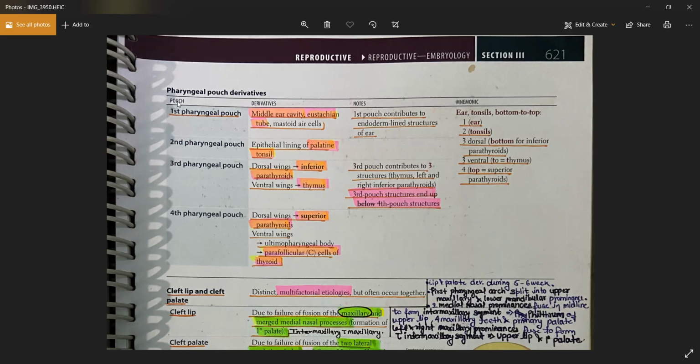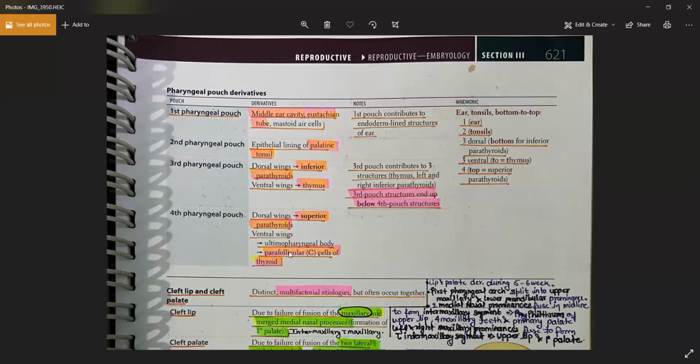So for the first pouch, think about the ear. For the second pouch, think about the tonsils. For the third pouch, think about the inferior parathyroid and the thymus. For the fourth pouch, think about the superior parathyroid as well as the parafollicular C cells of the thyroid.